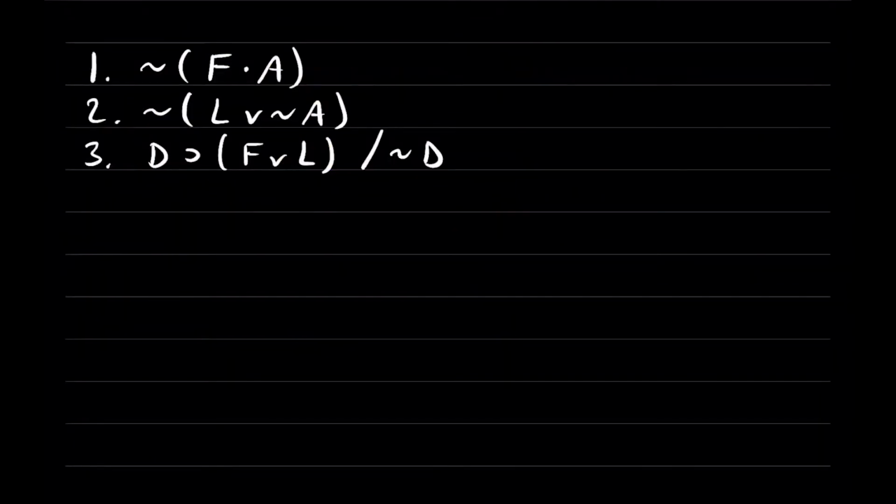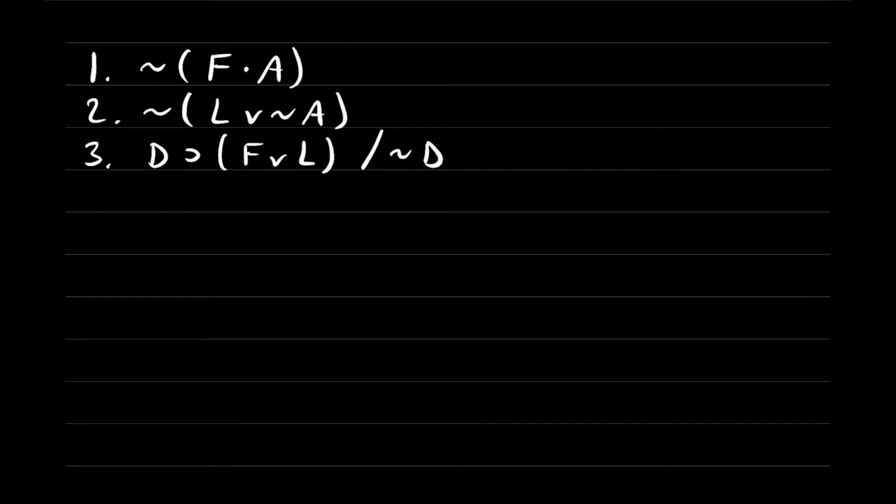Next argument. We're given 3 premises. It's not the case that F and A. Line 2 says it's not the case that L or not A. Line 3 says if D, then F or L, and we're just trying to show that D follows.